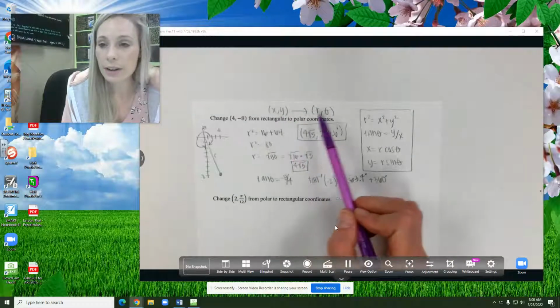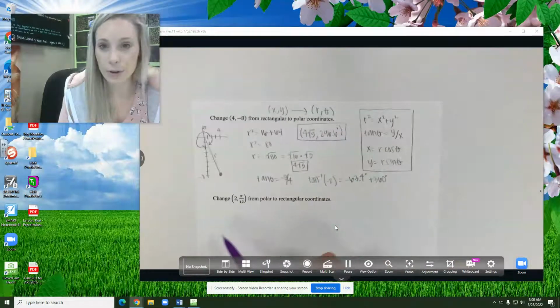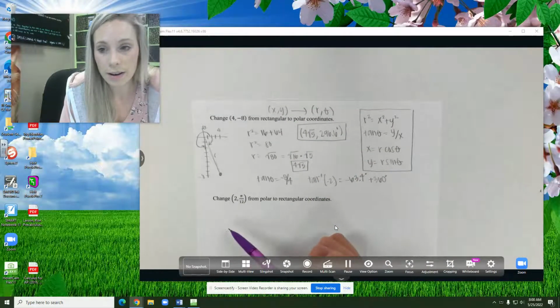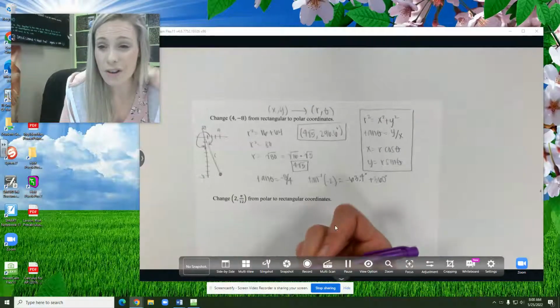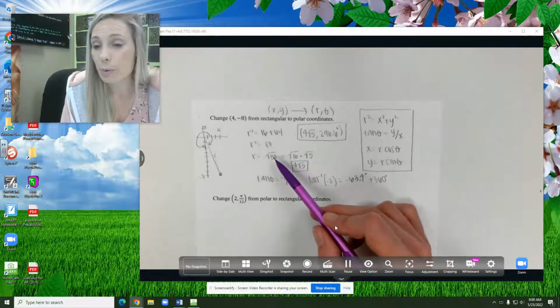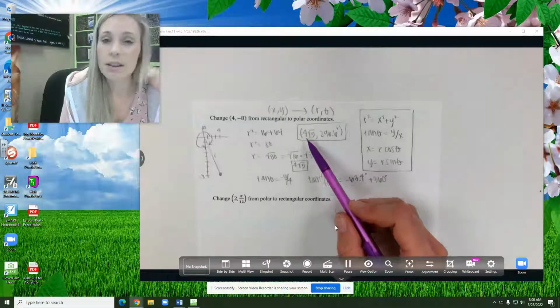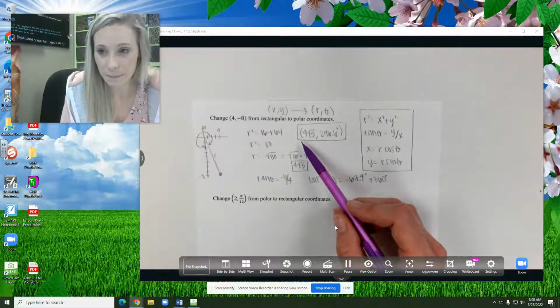So from rectangular to polar, you're going to use these first two. You're going to find your r. If you can break down r, break down r. If you didn't know that, you could have put the square root of 80 in there. It's not as simple as it gets, but it's still correct.